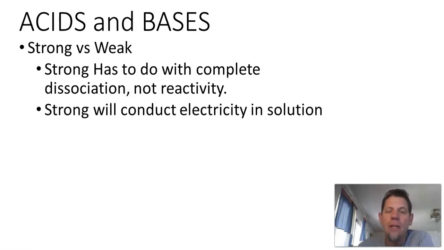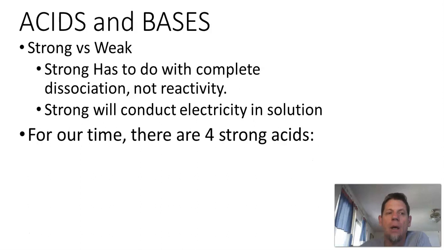So strong substances, strong acid or strong base, will completely dissociate and they will conduct electricity in that solution. If we were to try to run electricity through it, it would pass the electricity. Okay. For our time in this class, for what we're going to be dealing with, you may hear in other textbooks and when you get to AP chemistry or college chemistry, sometimes they say there are 6, sometimes people say there are 8. I could list all 8 of them, but for us it's not important. These 4 strong acids are the only ones you need to be aware of.